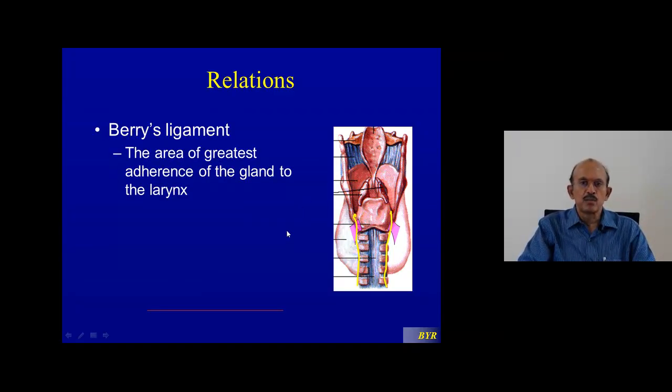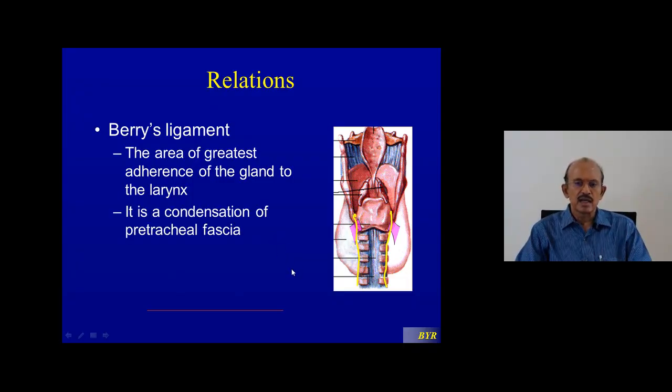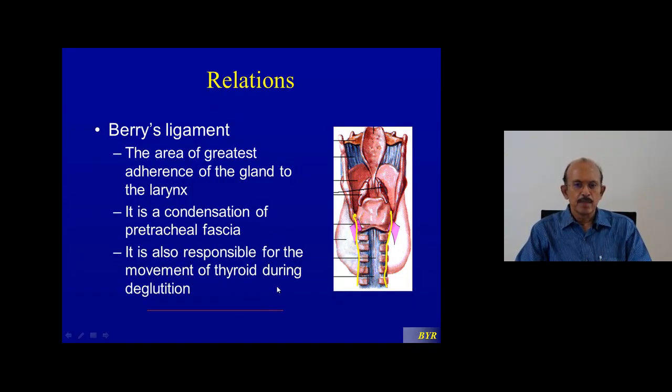Berry's ligament is an important short notes question. It is the area of greatest adherence of the gland to the larynx. It is a condensation of pretracheal fascia. It is also responsible for the movement of thyroid during deglutition.